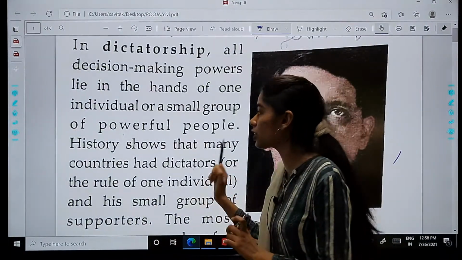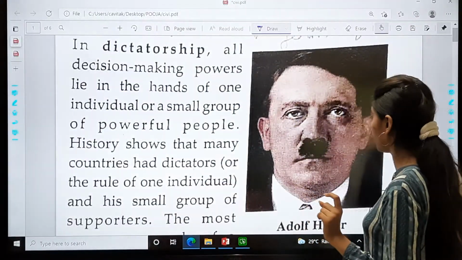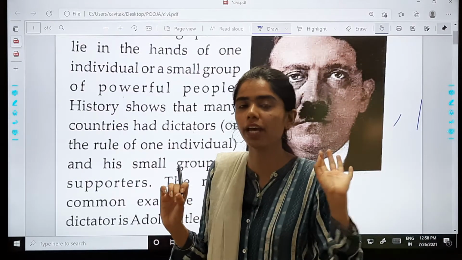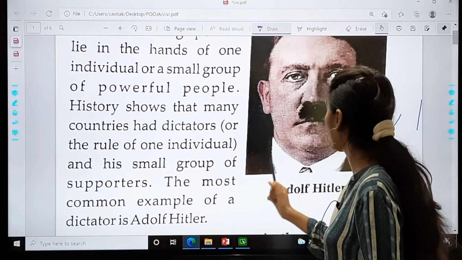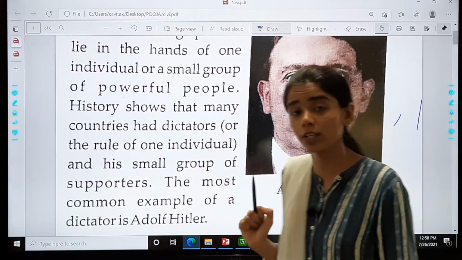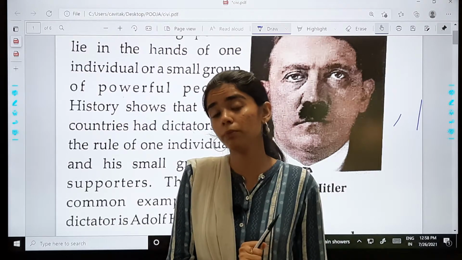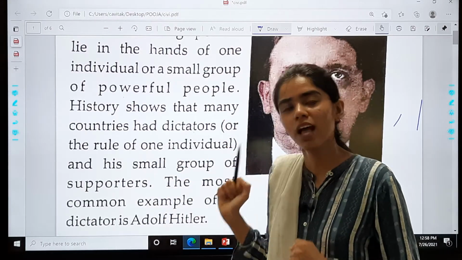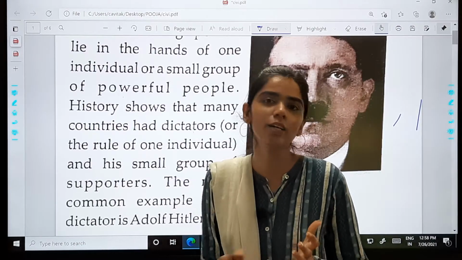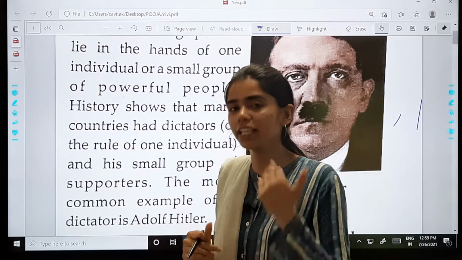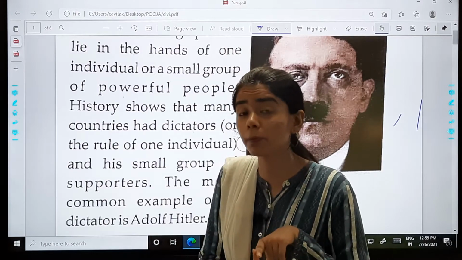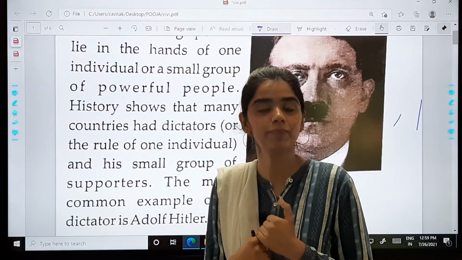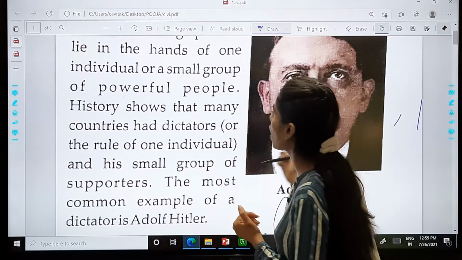Now, history shows that many countries had dictators. Okay, many countries were there that had dictators. Now, one of them was Adolf Hitler. He was of Germany. Okay, he was the main president of Germany, the dictator of Germany. And Adolf Hitler is very famous for his dictatorship, the way he ruled people, or I would say he also exploited people. Now, we'll move forward.